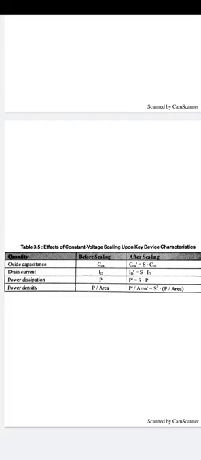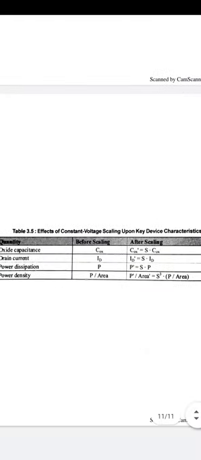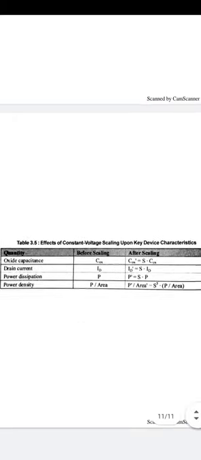So these are the relations I have explained according to the reduction in sizes. When we scale down the sizes according to constant field scaling and constant voltage scaling, the different features are multiplied or divided by the factor of S. So this is the way by which we reduce the dimension size and how the parameters change accordingly. Thank you.